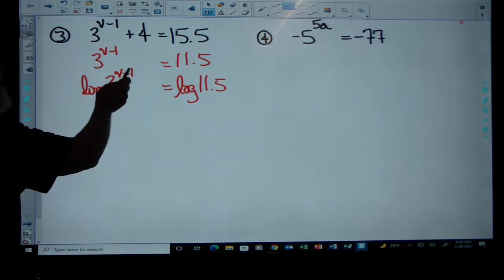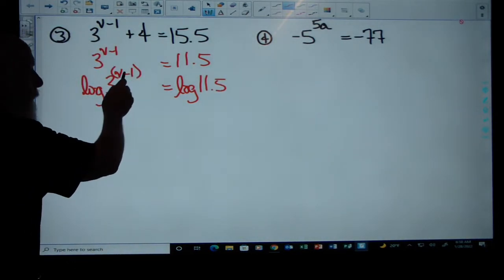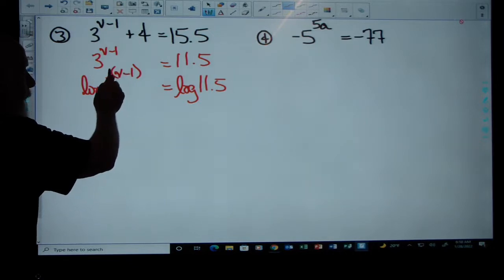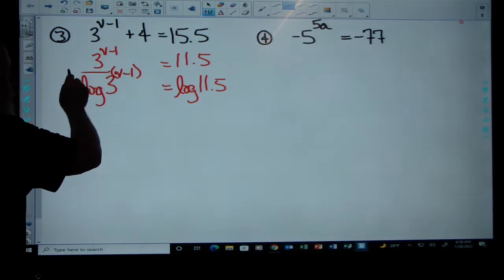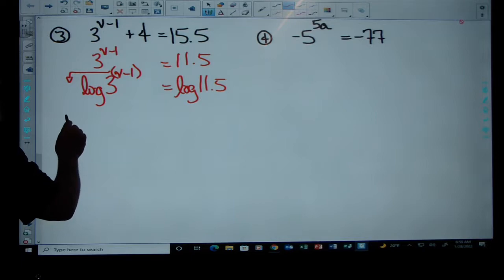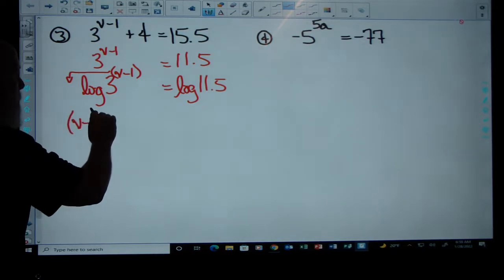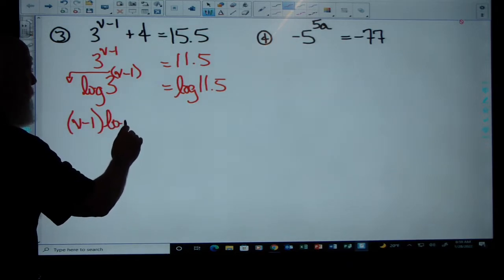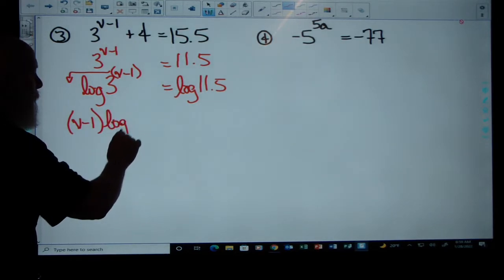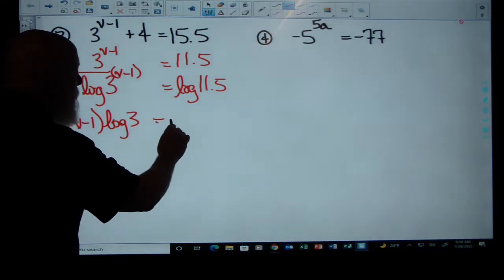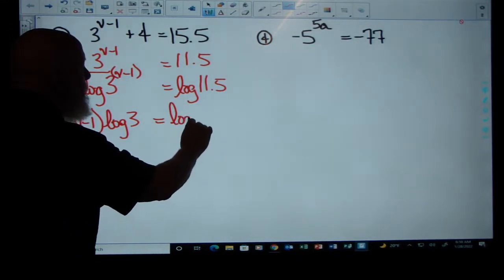Now I'm going to use the power property. I'm going to take this power, the exponent that's in exponential position, and move it to a position of a coefficient. So that will be the quantity, v minus 1, log 3, equals log 11.5.